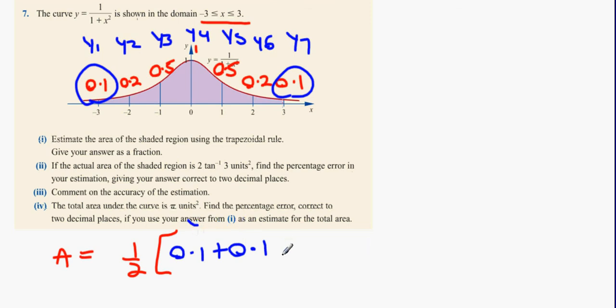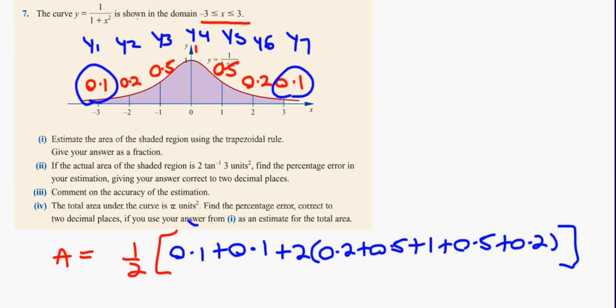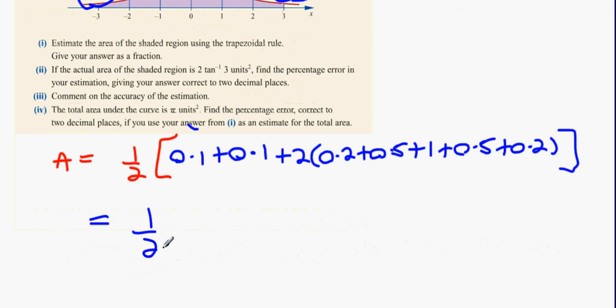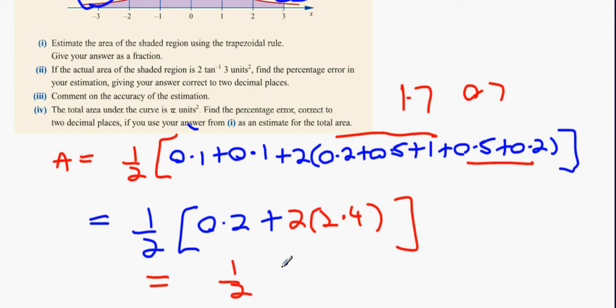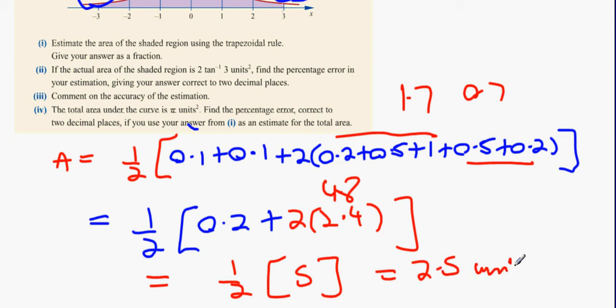Now, plus 2 times the remaining, which is going to be 0.2 plus 0.5 plus 1 plus 0.5 plus 0.2. Close bracket. So what we're going to have is a half of 0.2. Then we add all this together, we're going to get the first 3 is 1.7. 1.7 plus 0.7 is 2.4. 2 times 2.4. Okay? And what that's going to get me is a half of 4.8 plus 0.2, which is 5. A half of 5 is 2.5. So it's going to be 2.5 units squared.